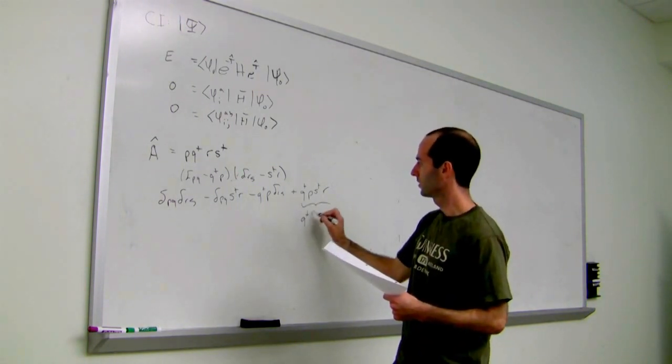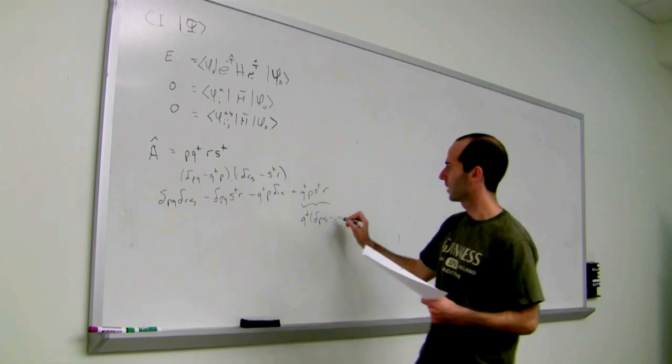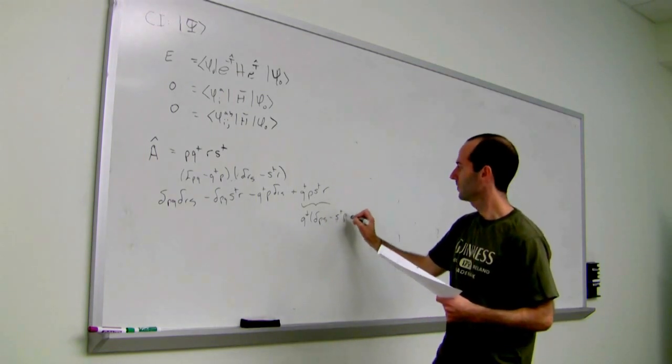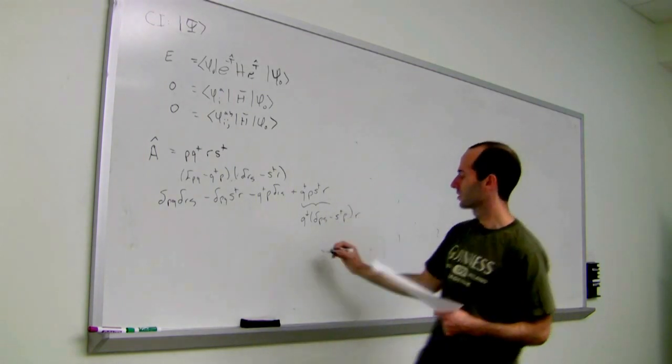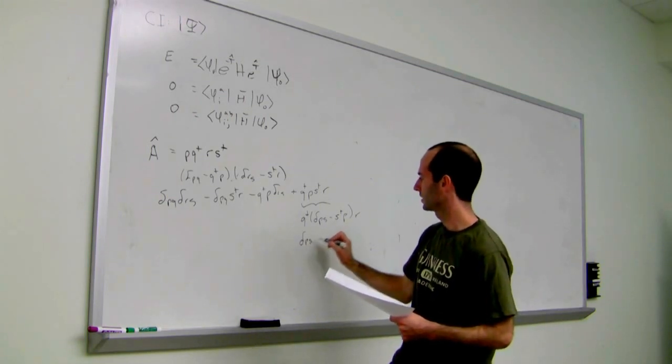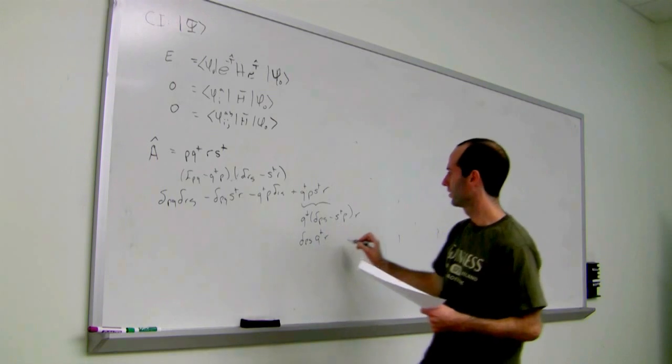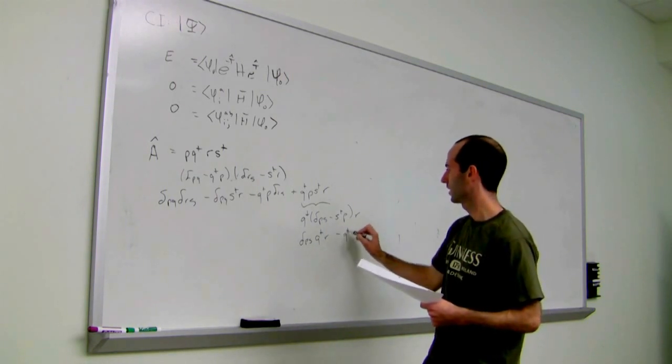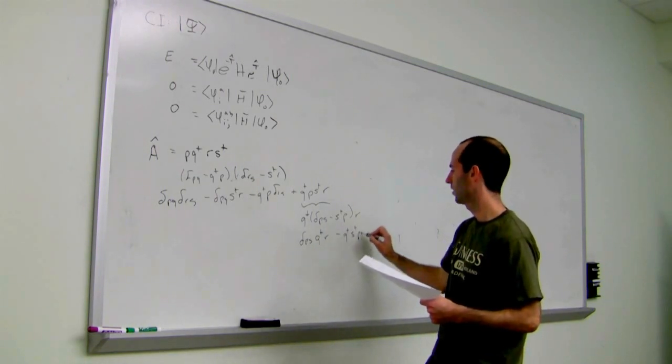We have Q dagger times delta PS minus S dagger P times R. So this gives us delta PS Q dagger R minus Q dagger S dagger P R.